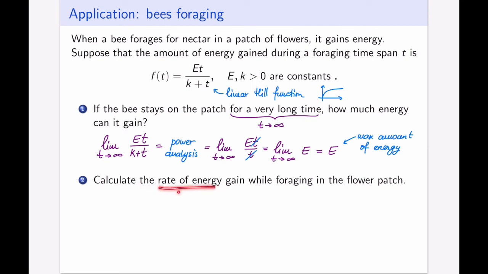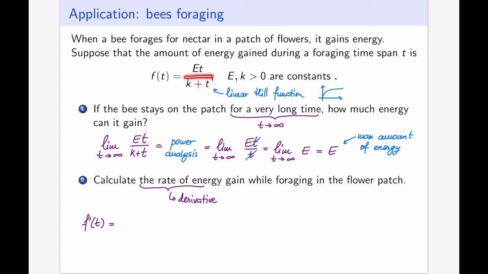The rate of gain means we are after the derivative. The moment you see the rate of anything, you know you're interested in the derivative of the given function. So I need to take a derivative of my function f here, which is given to me by this formula. Remember, once again, that e and k are constants and t is my only variable.